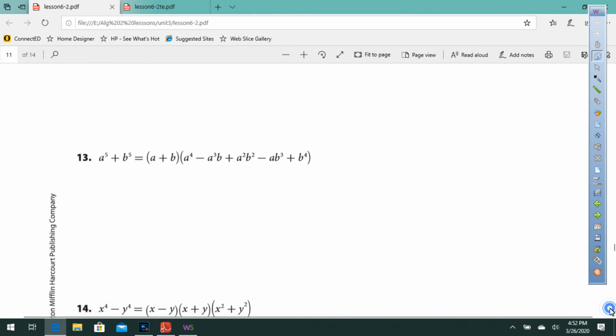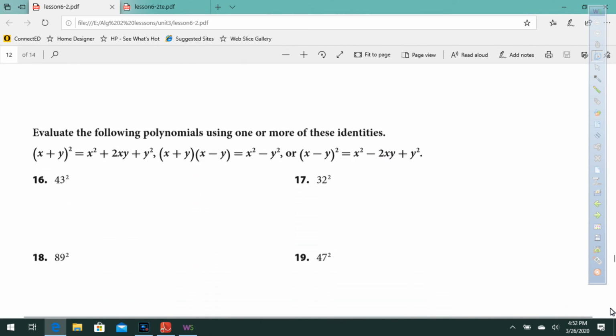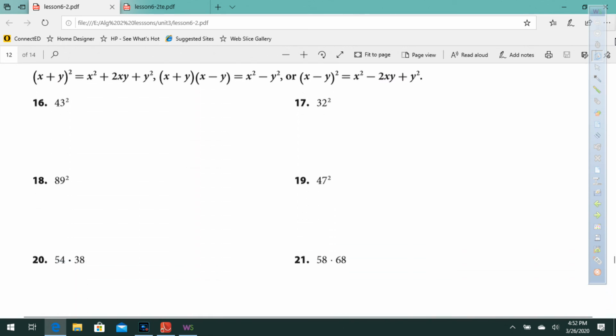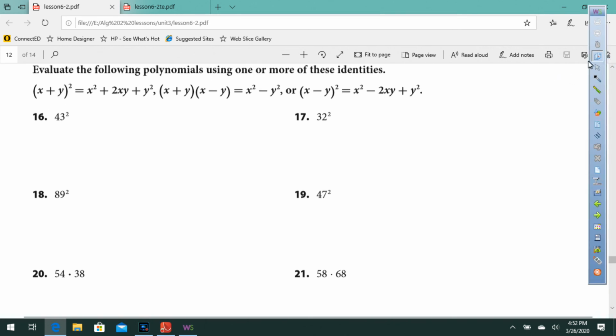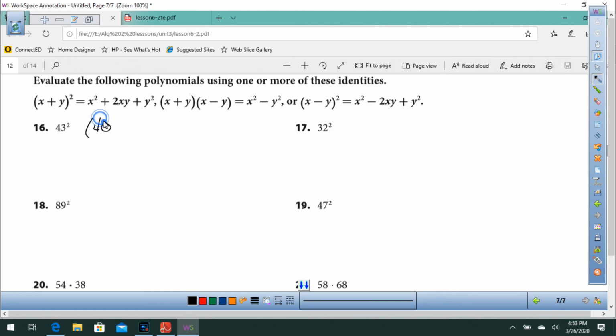We're going to skip verifying these polynomials. That's just more practice of multiplying. But here is a way you might use some of this stuff. Can you square 43 in your head? Probably not. But what you can do, 43, is that not the same as 40 plus 3, right? And this is squared, so that would be the same thing.